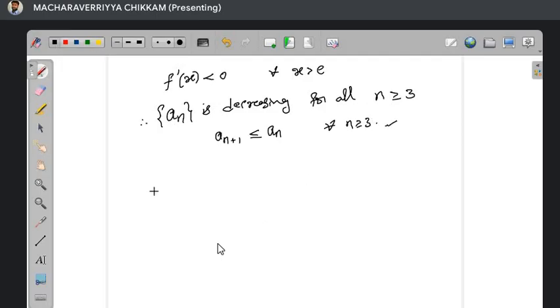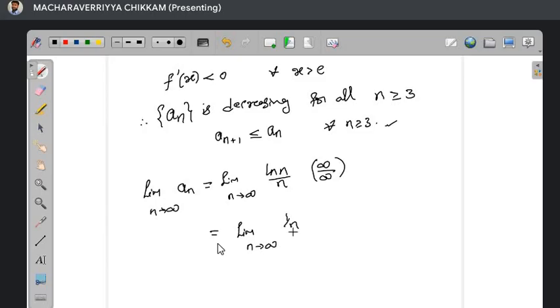Now let's go to the last condition. Let's take the limit as n goes to infinity of a_n. And this is the limit as n goes to infinity of ln n over n. Okay, now you can take L'Hospital's rule. Since you got infinity by infinity form, applying L'Hospital, you get (1 over n) over 1. And you know that this goes to 0. Okay, the third condition is also satisfied.